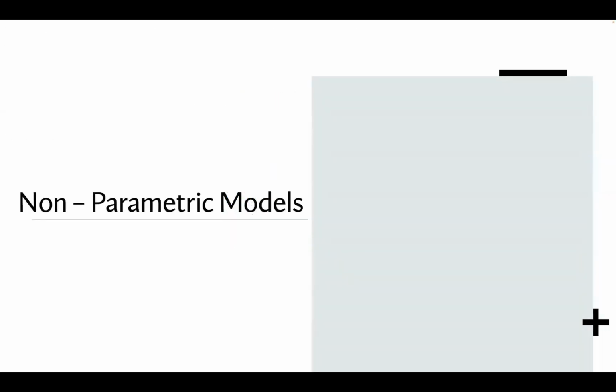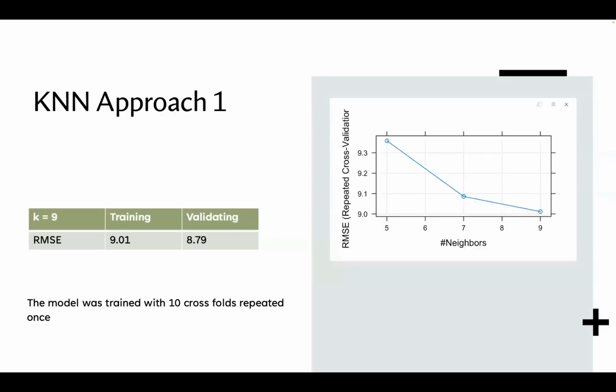So, moving on to the non-parametric models. The first approach we took was the k-nearest neighbors approach. This model determined that k equals 9 was the most optimal, and it generated a training RMSE of 9.01 and a validation RMSE of 8.79. The model was trained with 10 cross-folds repeated just once.